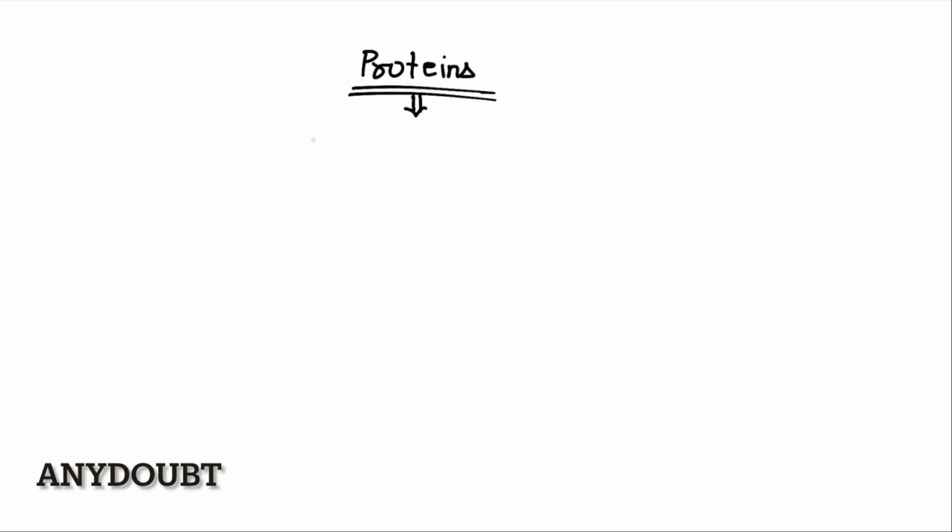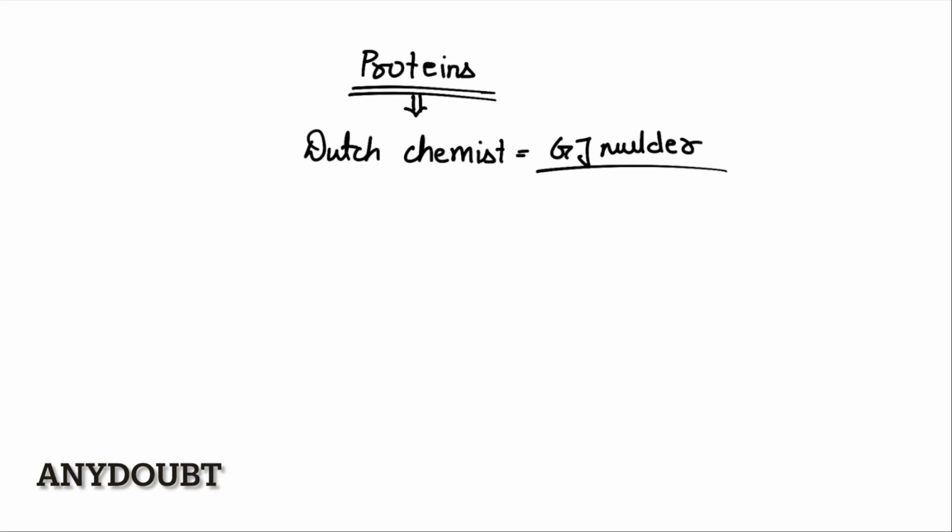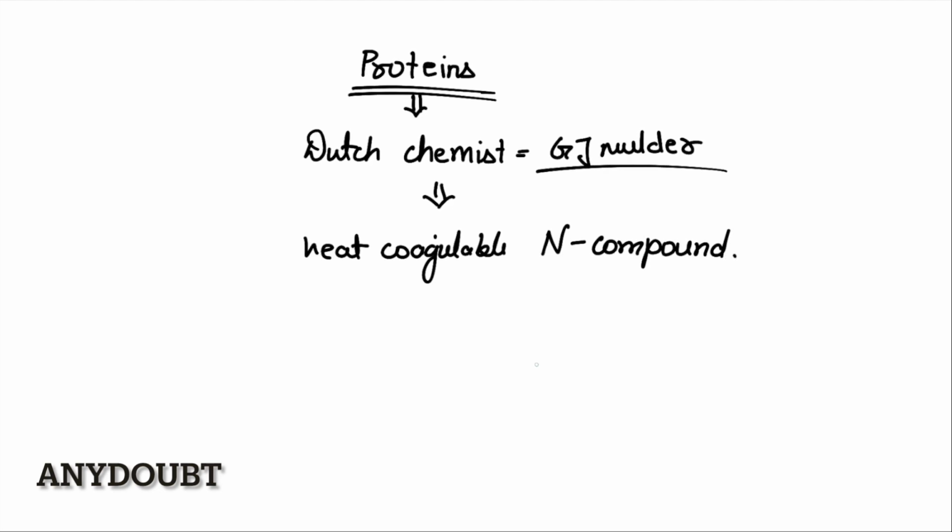So one Dutch chemist named G.J. Mulder first observed one heat coagulable nitrogenous compound in milk. Now these heat coagulable nitrogenous compounds are proteins, and he observed casein protein that is found in milk.